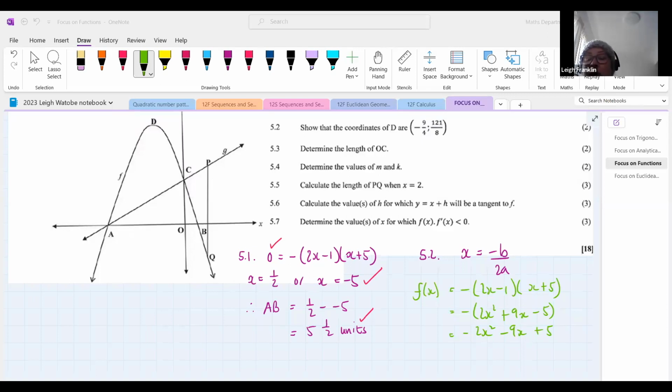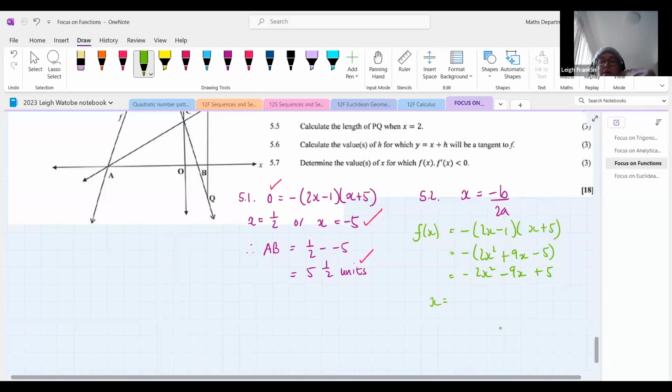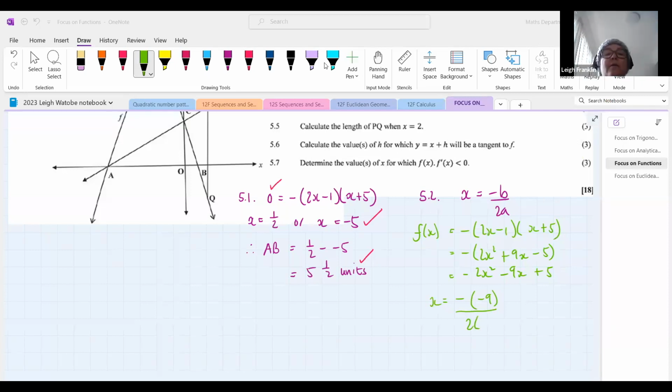-b/2a, I can see that b has a value of what in this case? Grade 11s and grade 12s, what's the value of b? That's it. Well done. It's -9. So I've got -9 over 2 times. What's the value of a, everyone? The value of a in this case is? Good. Well done.